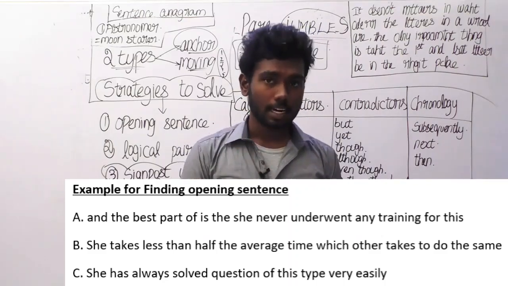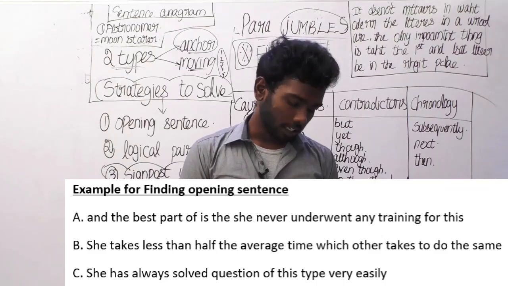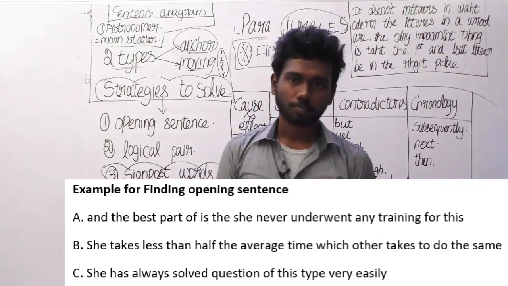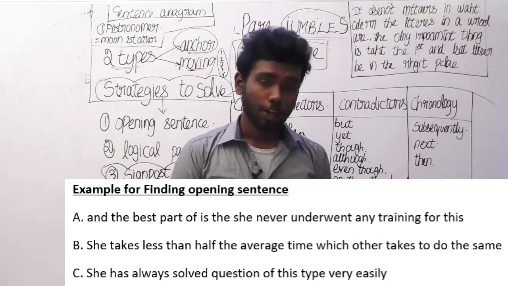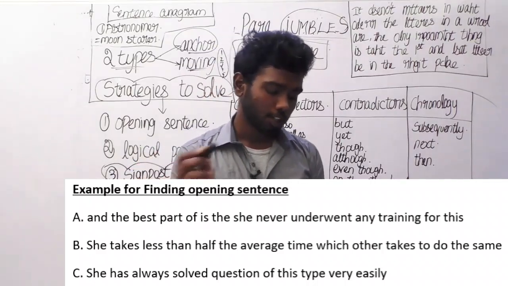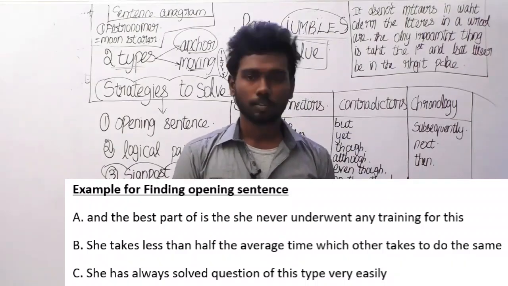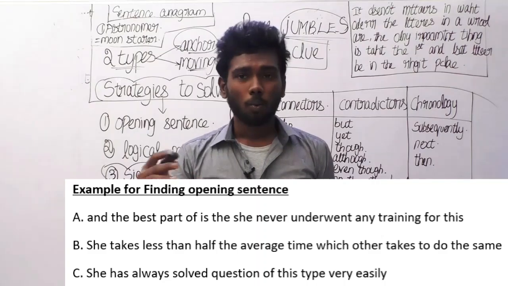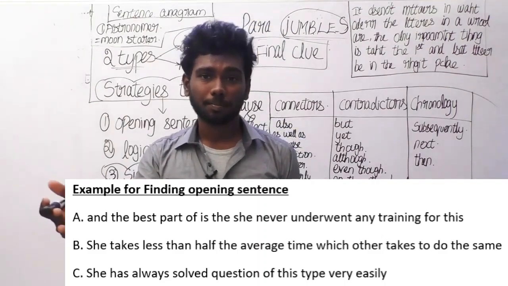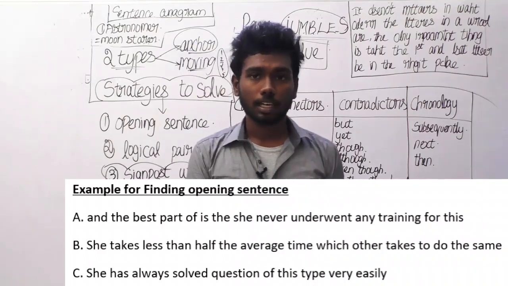Let us read the second sentence. She takes less than half the average time which others take to do the same. In this second sentence, underline a couple of words: take to do the same. That is the clue in this sentence. If you see it clearly, the question that arises is what she takes to do the same. Something is mentioned in this question.